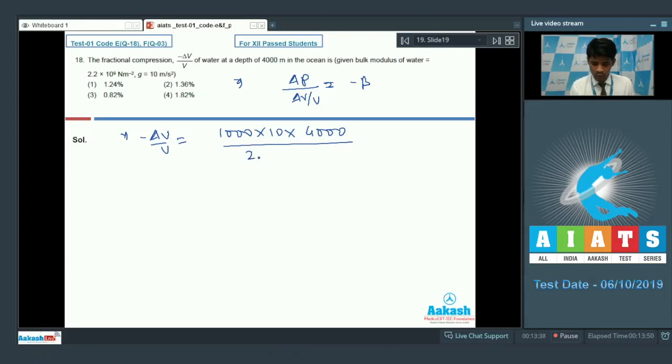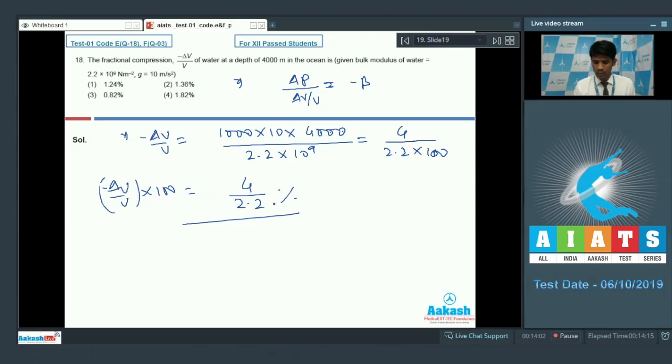Divide by bulk modulus, it is 2.2 into 10 to the power 9 Newton per meter square. So 1, 2, 3, 4, 5, 6, 7. I will have here as divide by 2.2 into 100. So the percentage change would be minus delta V by V into 100, or it is 4 divided by 2.2%. How much is the answer? It will be 1.82%. So the option 4 is the correct answer for question number 18.